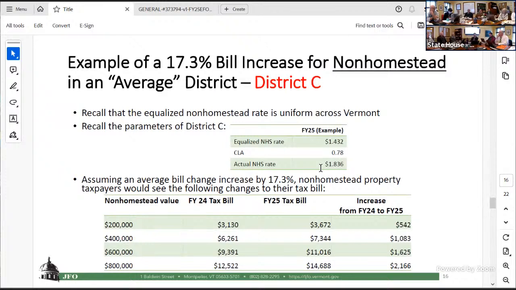We'll go through the other two districts, and I'll just remind the committee the way this is really done: we take the value of the property, we divide by 100, and we multiply by the actual rate. So that's how we're coming up with the tax bill. I backed into the FY24 tax bill by just seeing what a 17.3% growth would look like.